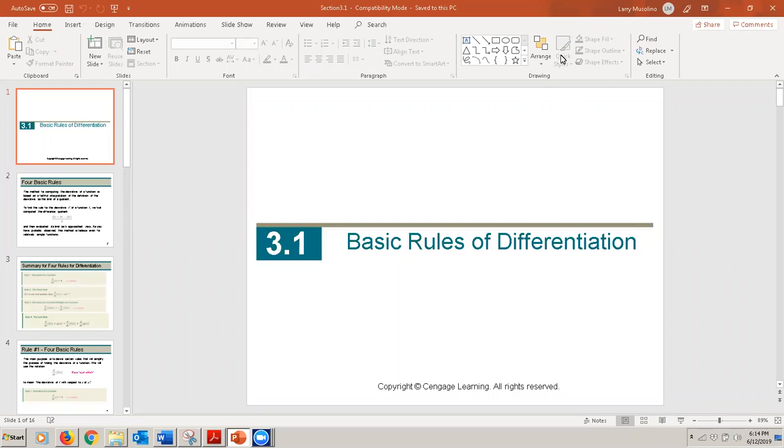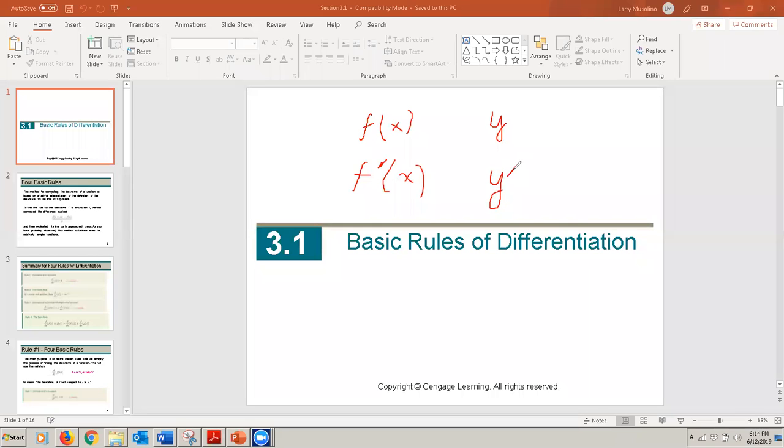All right, so a little bit about notation. Remember, we're going to be using f of x to indicate the original function, and then typically we'll be writing f prime of x to mean the derivative function. Instead of f of x, we sometimes might write y, and then we could also write y prime to mean the derivative function. Okay, so this Section 3.1 is about different rules we're going to be using to find derivatives.